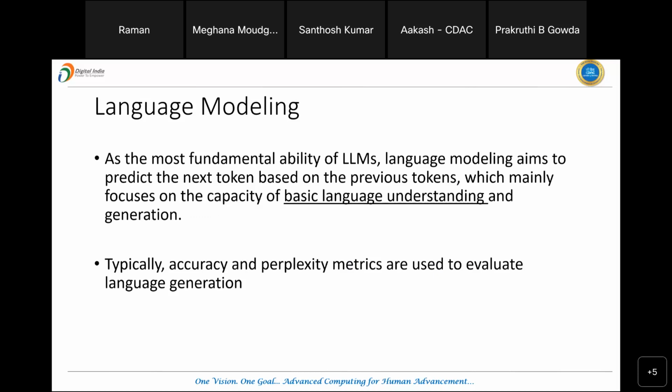So for language generation, the first category is language modeling. It is the most fundamental ability of the LLMs, that is to be able to model language. And the thing we're testing here is, does the model have the basic language understanding? Does it understand English? Does it understand Hindi? And in this case, typically we use metrics like accuracy and perplexity to evaluate the language generation.